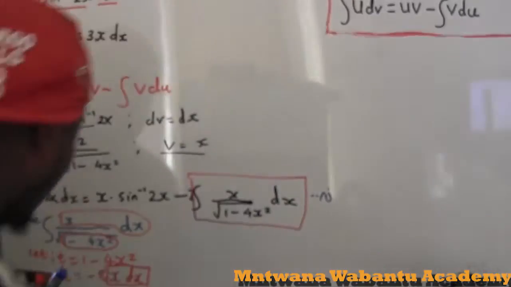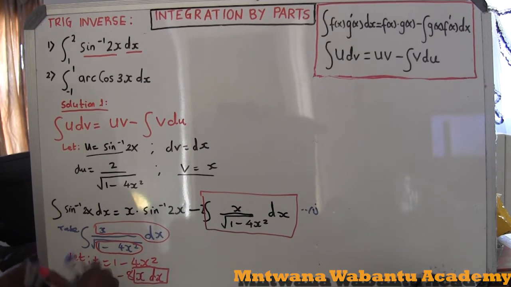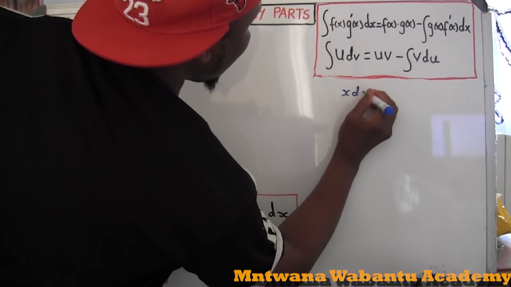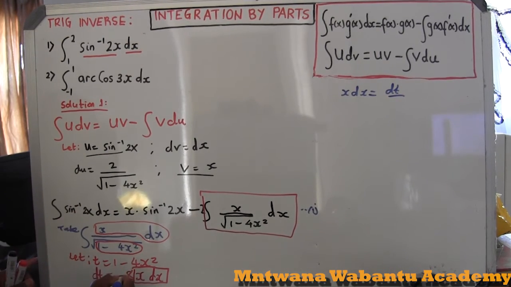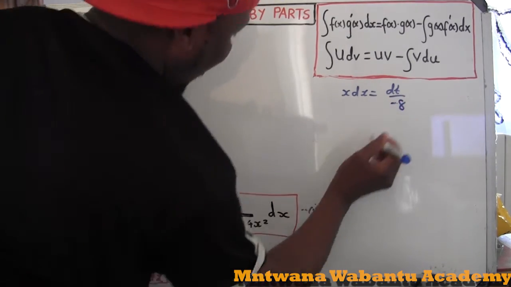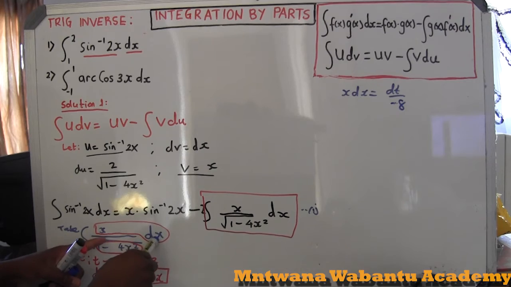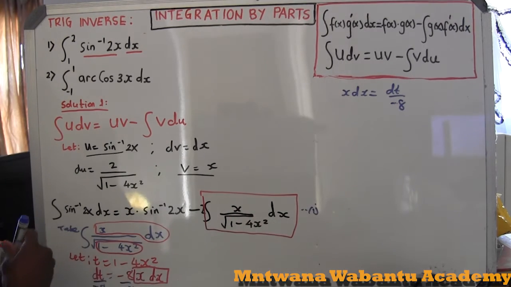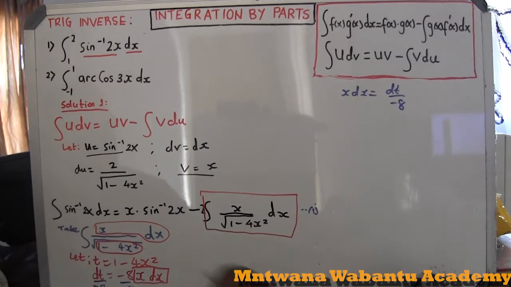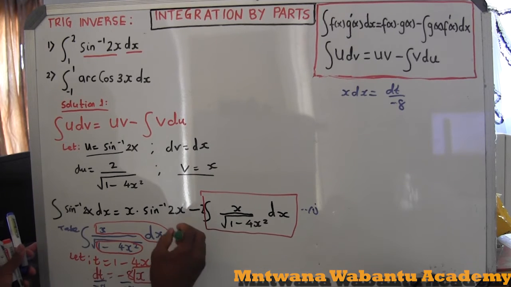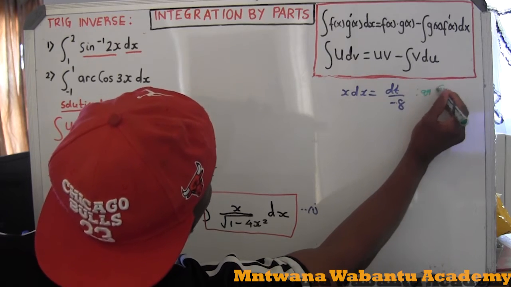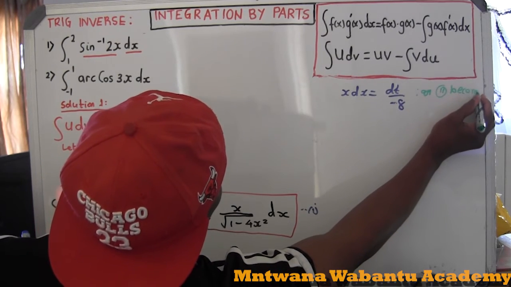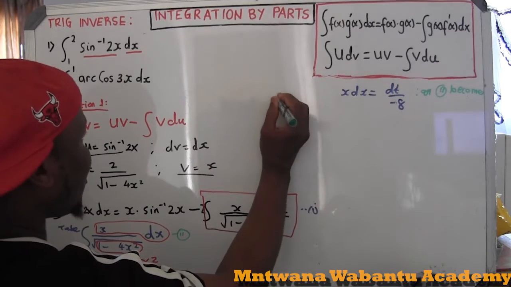So now x dx is equal to dt over negative 8, because I'll divide by negative 8 on both sides. So now I'm going to replace x dx with dt over negative 8. So now we're going to substitute in here. This equation, let's call this 2, is going to become the integral.